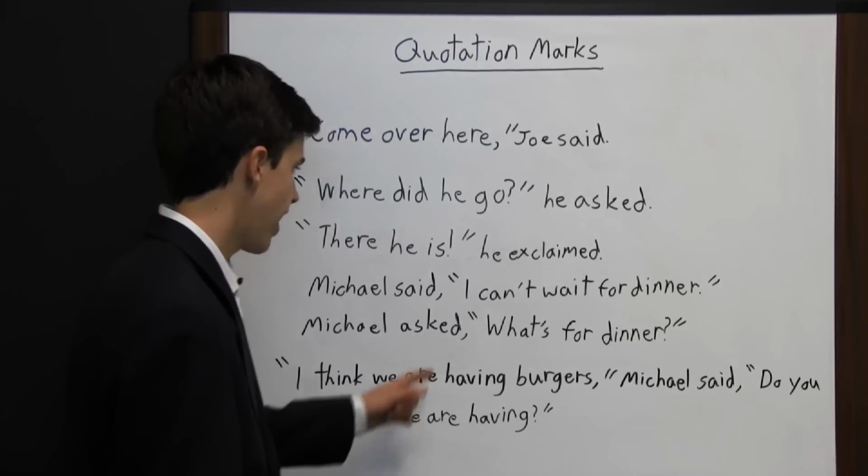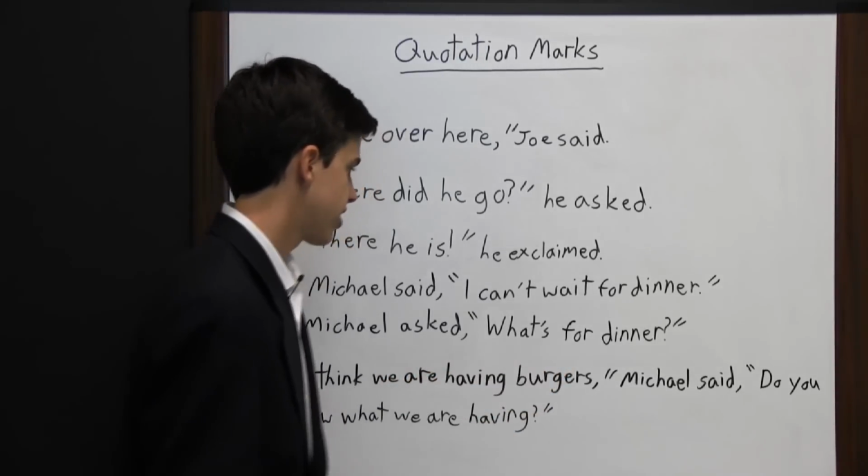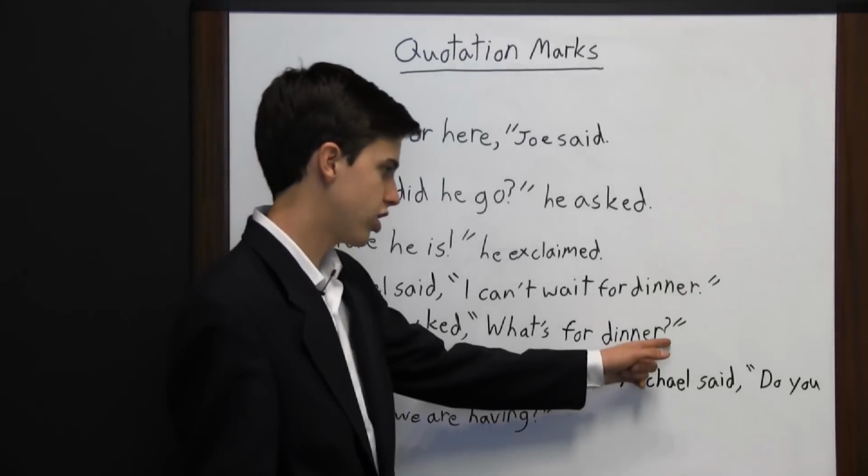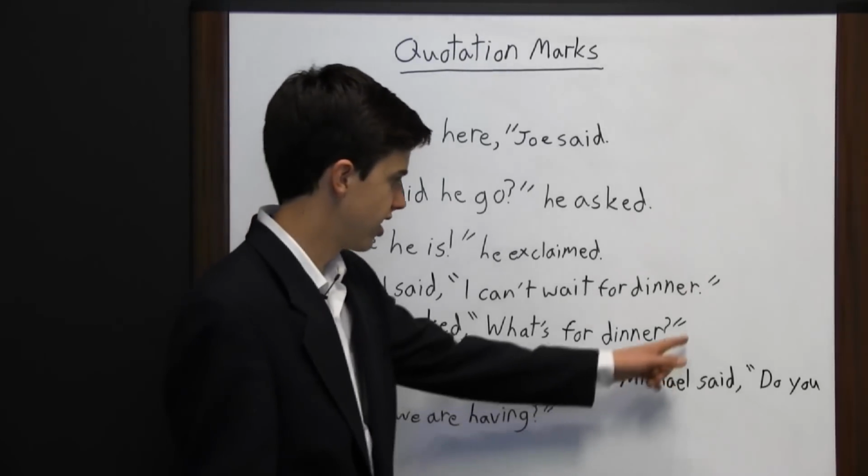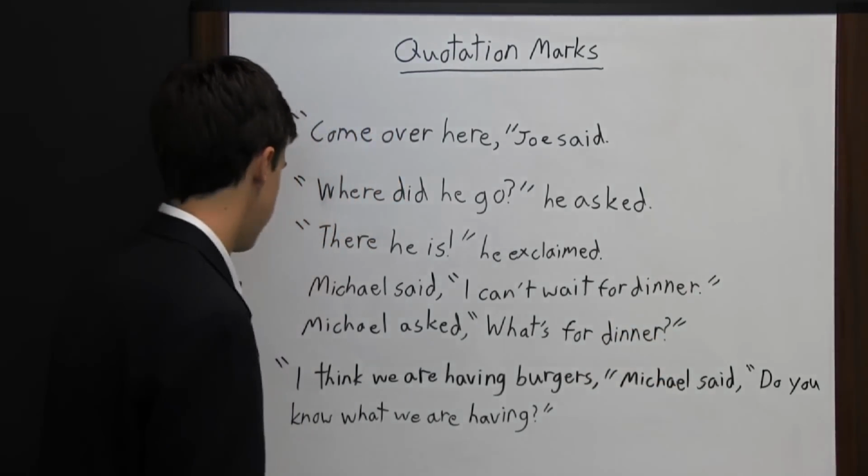This sentence says, Michael asked, "What's for dinner?" In this case, it's a question, so that's why we have a question mark at the end. Again, notice that it's inside the quotation marks.